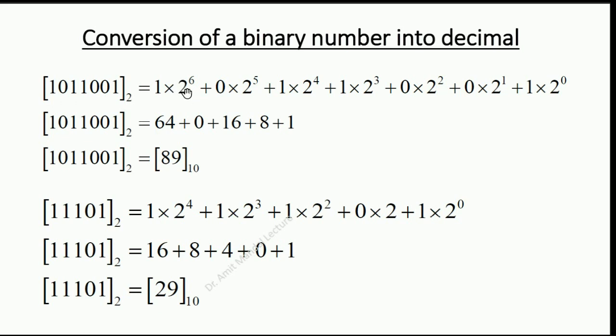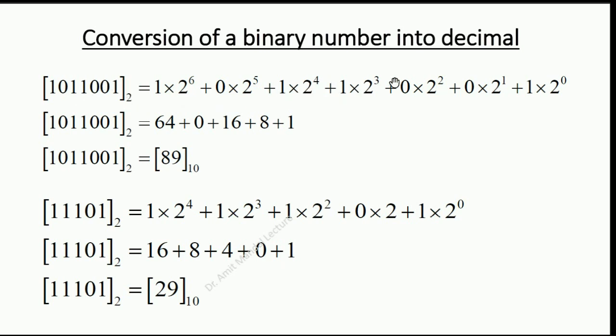So whatever the place number is there, 2 to the power that place number minus 1. So this one is at 7th place. So 1 into 2 raised to power 7 minus 1, that is equal to 6. Now plus 0, zero's place is 6. So 0 into 2 to the power 6 minus 1, that is equal to 5. Plus 1, this one has place 5. So 1 into 2 to the power 5 minus 1, that is equal to 4.